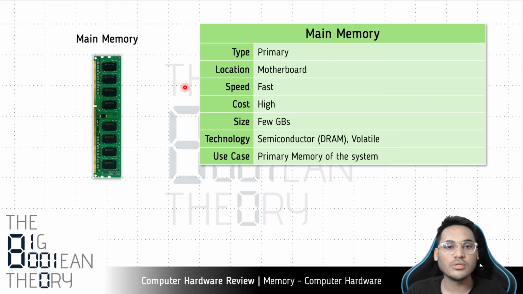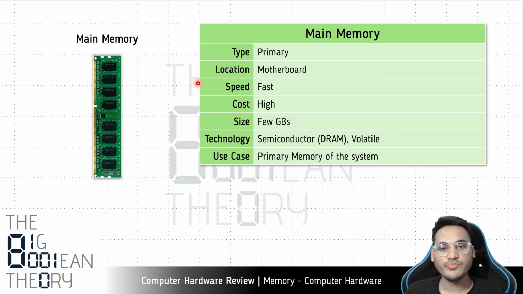So let's talk about the properties of main memory. As you can see, the main memory is classified as primary memory along with the registers and cache, because all of these are directly involved in the execution of the programs. Then let's talk about the location. The main memory is located on the motherboard. Till now we have seen that registers and the cache are present on the CPU chip itself, but the main memory is a separate hardware component and it is present on the motherboard.